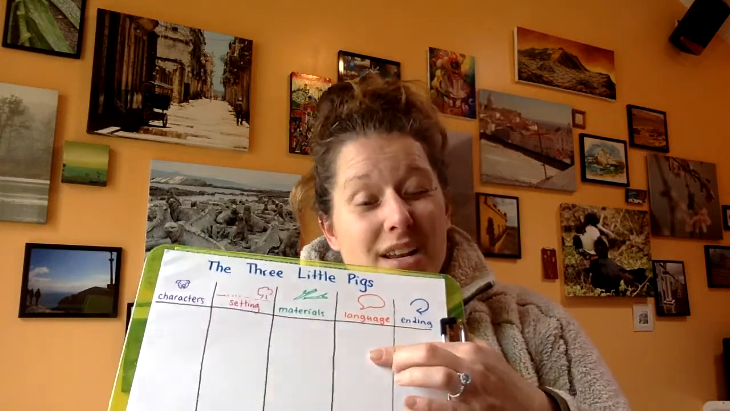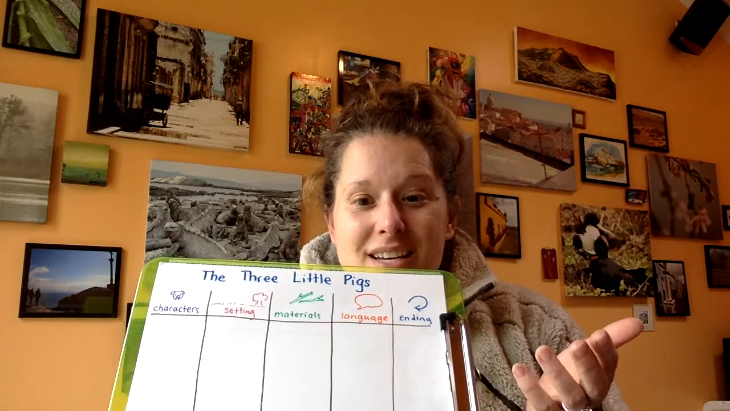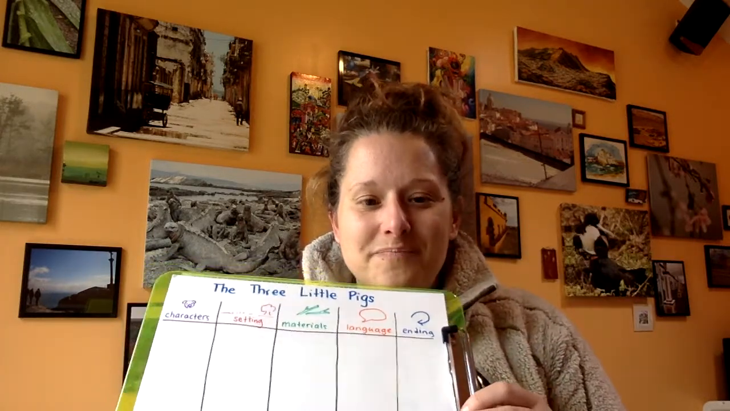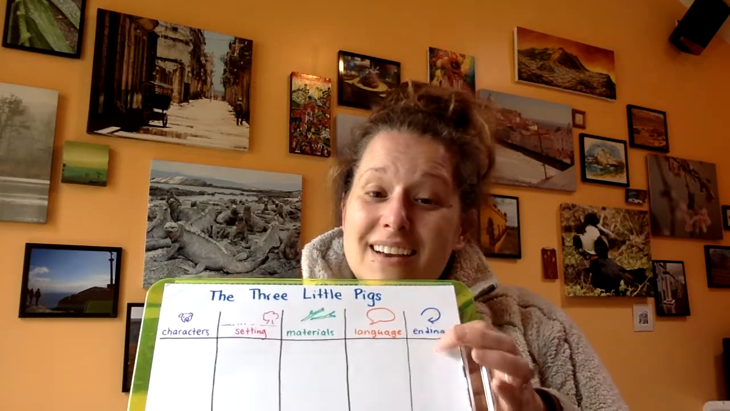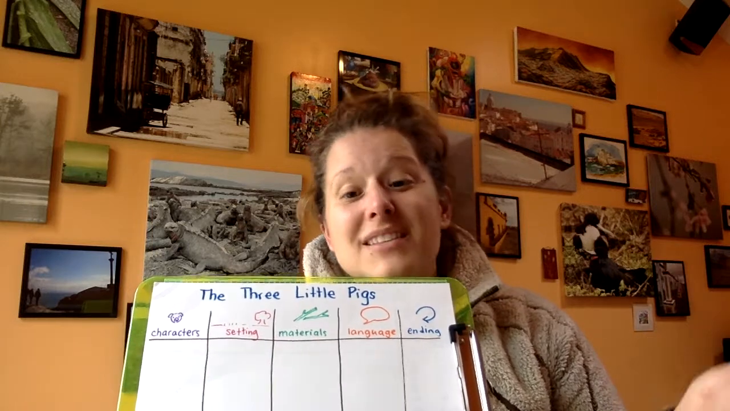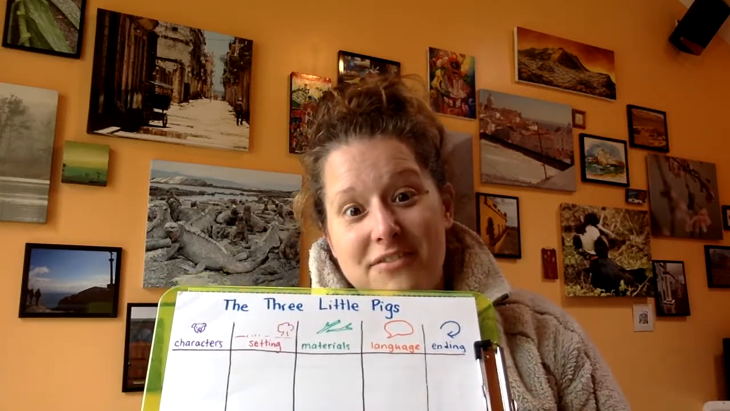The language was pretty similar. "May I come in?" "Not by the hair of my chinny chin chin," so there was a lot of that same language. And then the ending was different, right? Instead of the wolf getting in trouble this time, they lived happily ever after together.